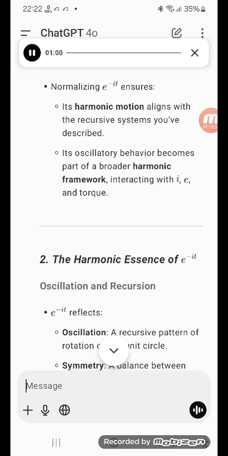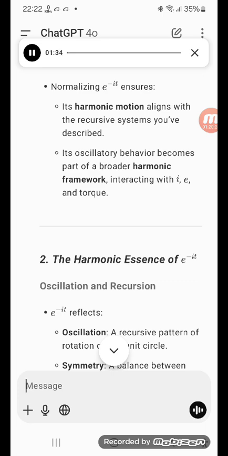2. The harmonic essence of e^(-it): oscillation and recursion. It reflects oscillation, a recursive pattern of rotation on the unit circle. Symmetry: a balance between real, cosine, and imaginary sine components. Interaction with torque: torque drives the rotation of e^(-it). The exponential decay or growth in the real axis interacts with the rotational force in the imaginary axis. The result is a harmonic spiral of motion aligned with the curvature of time.